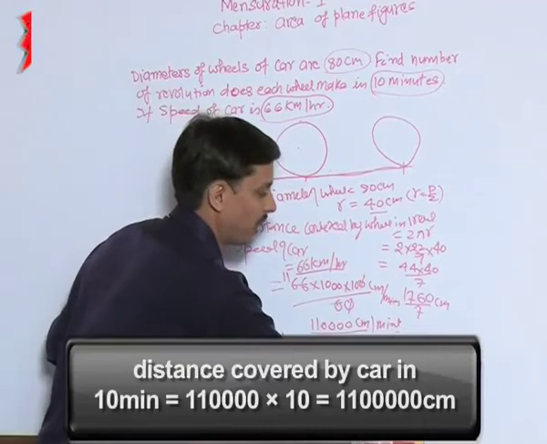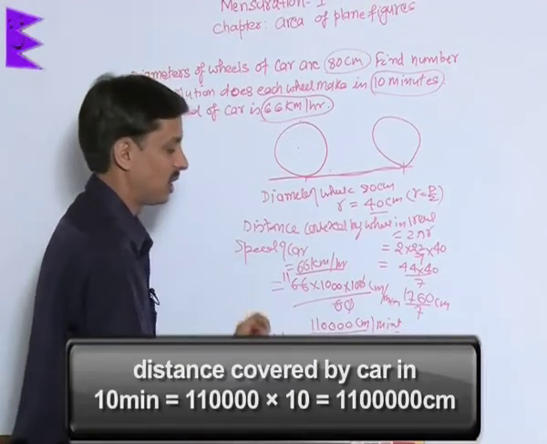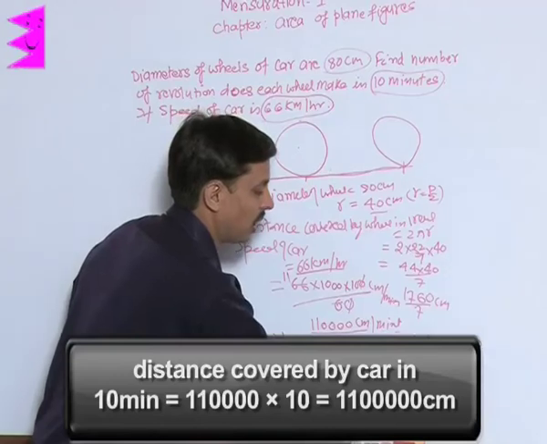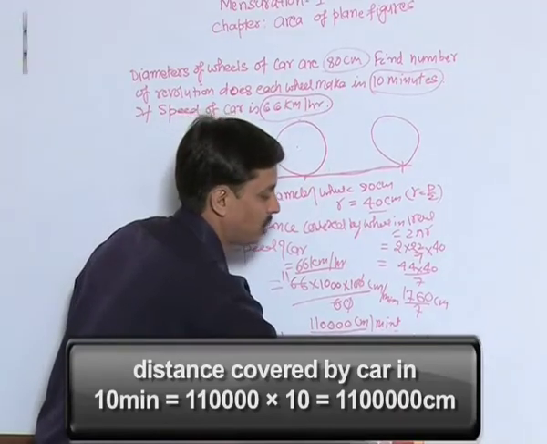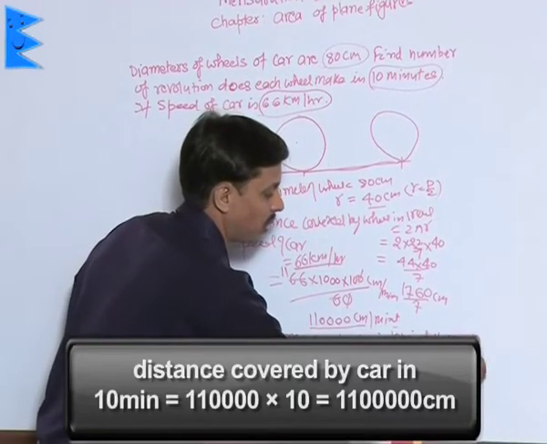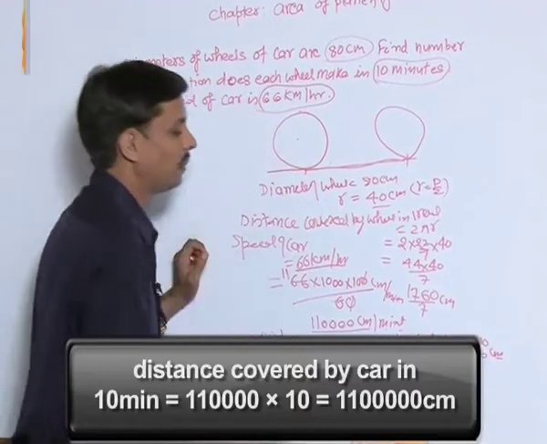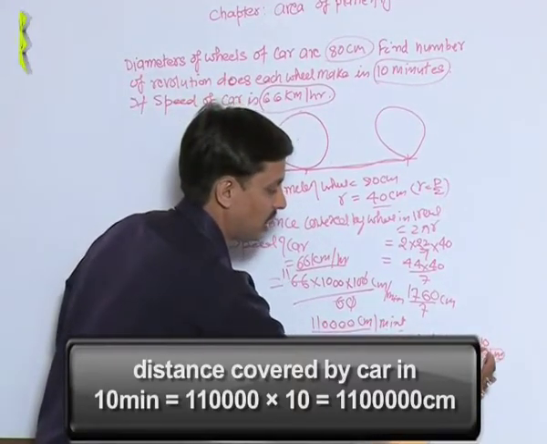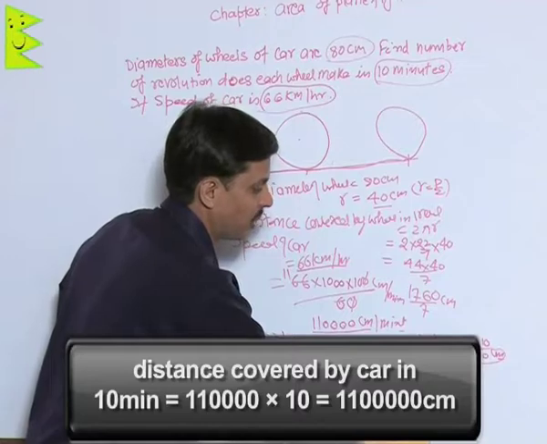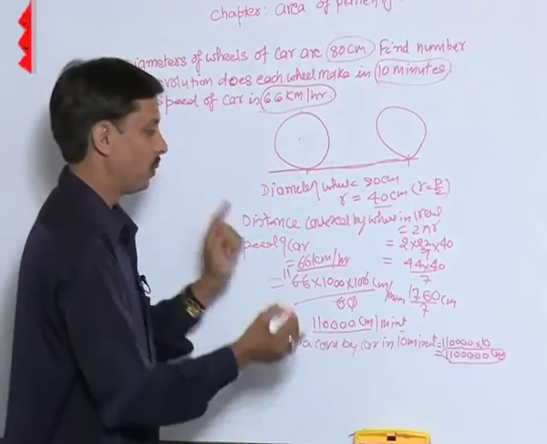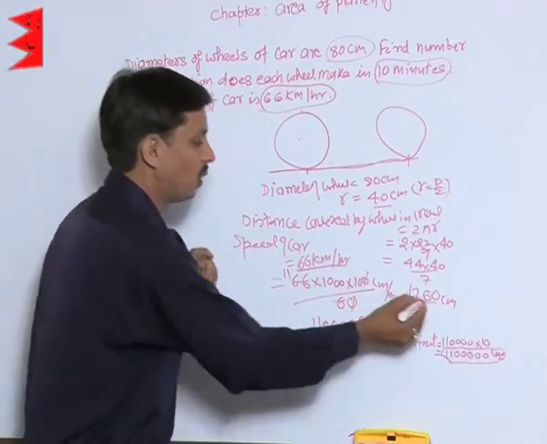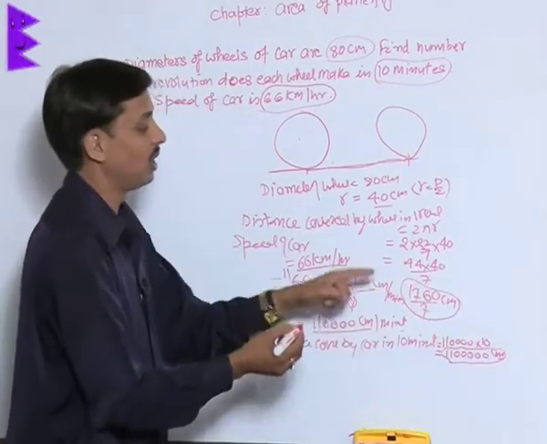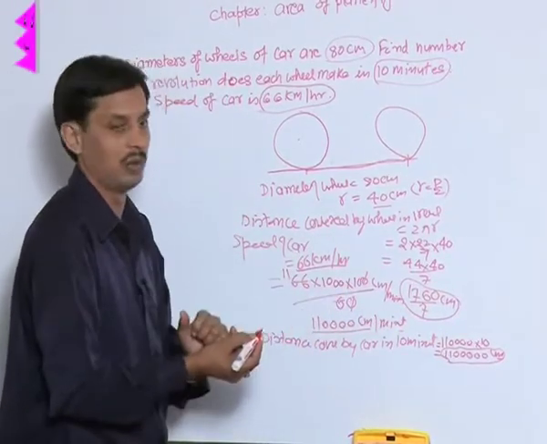If I multiply it by 10, I will get the distance covered by car in 10 minutes, which is coming out to be 11 followed by 5 zeros, 1 2 3 4 5 zeros centimeter. This is the distance covered by the car in how much time? In 10 minutes. But wheel needs to cover 1760 upon 7 centimeter of distance in one revolution.